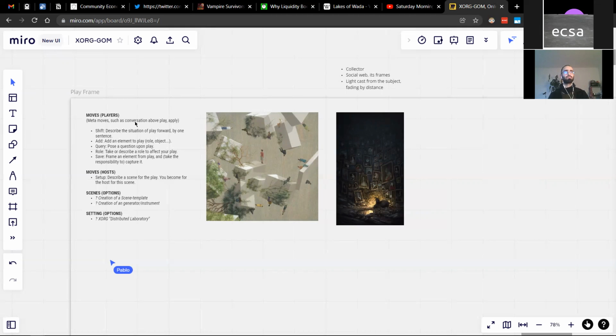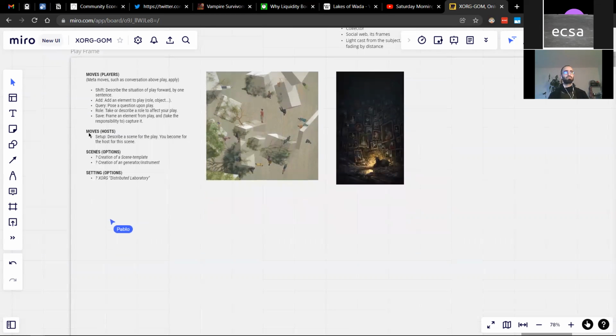Then a role is actually a player-facing thing. If you come up with or think of a role, you might use it to change how you play the shifts or other questions, etc. And then there is the save, where you could take anything off the play and frame it or say it out loud, and then you take the responsibility of saving it. You decide how, even as a description, you save it somehow.